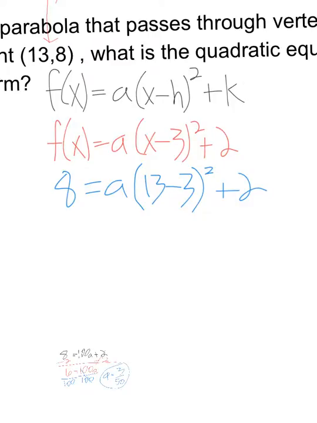So once you have your a value of 3 over 50, plug it into that very first step we did right there. So your final equation will be f of x equals 3 over 50 times (x minus 3) squared plus 2. And that's our equation with a vertex of (3, 2) that goes through the point (13, 8).